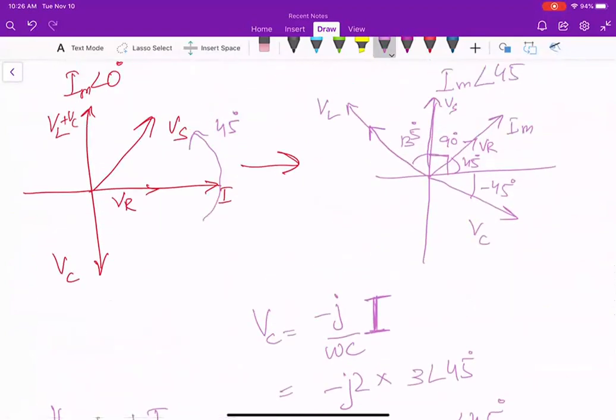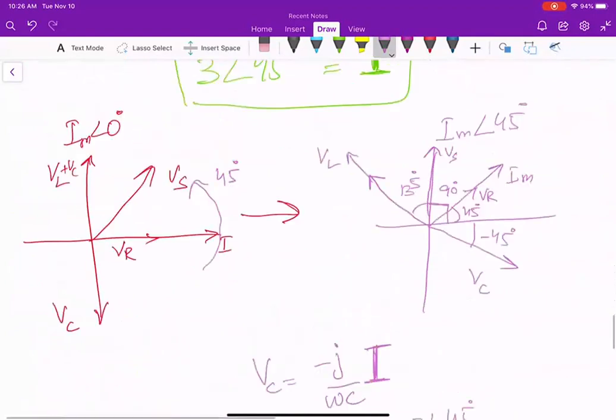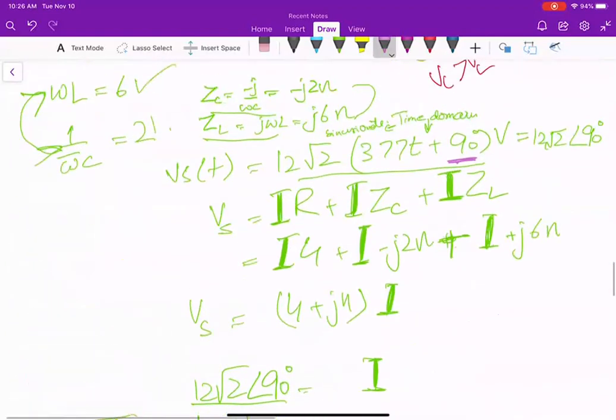Yeah, I think I understand. I just have one question. Was the 12 root 2 given in the problem, or did we calculate that somehow for VS?